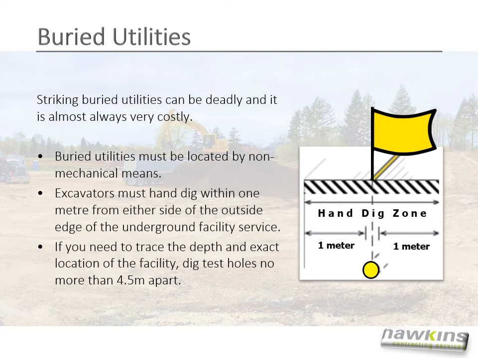Striking buried utilities can be deadly, and it is almost always very costly. Therefore, once again, it is important for buried facilities to be located by non-mechanical means. There is some variation to hand exposure rules based on the utility. Therefore, best practice is to follow the 1 meter rule. Excavators must hand dig within 1 meter from either side of the outside edge of the underground facility service. And if you need to trace the depth and exact location of the facility, dig test holes no more than 4.5 meters apart.